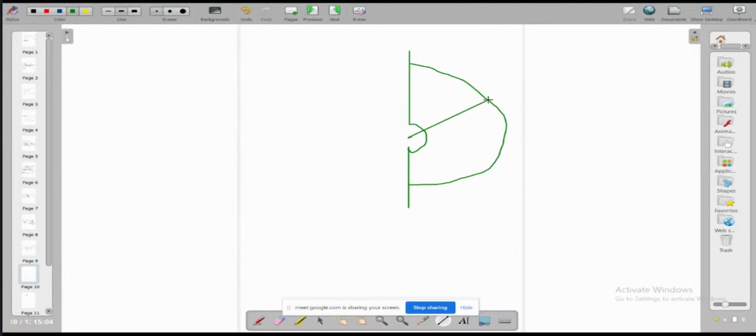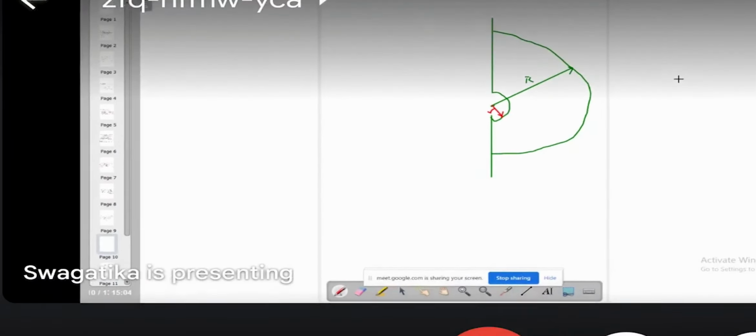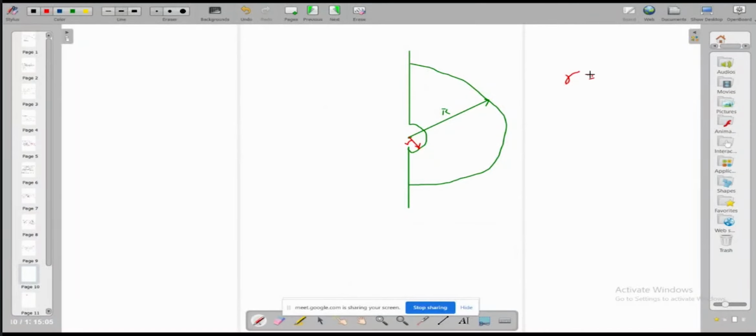So this is your capital R, that is the radius of the large circle. And this is the radius of the small circle, that is denoted as small r. Write down: r is equal to the radius of the small circle, or radius of path 4. This is your path 4.